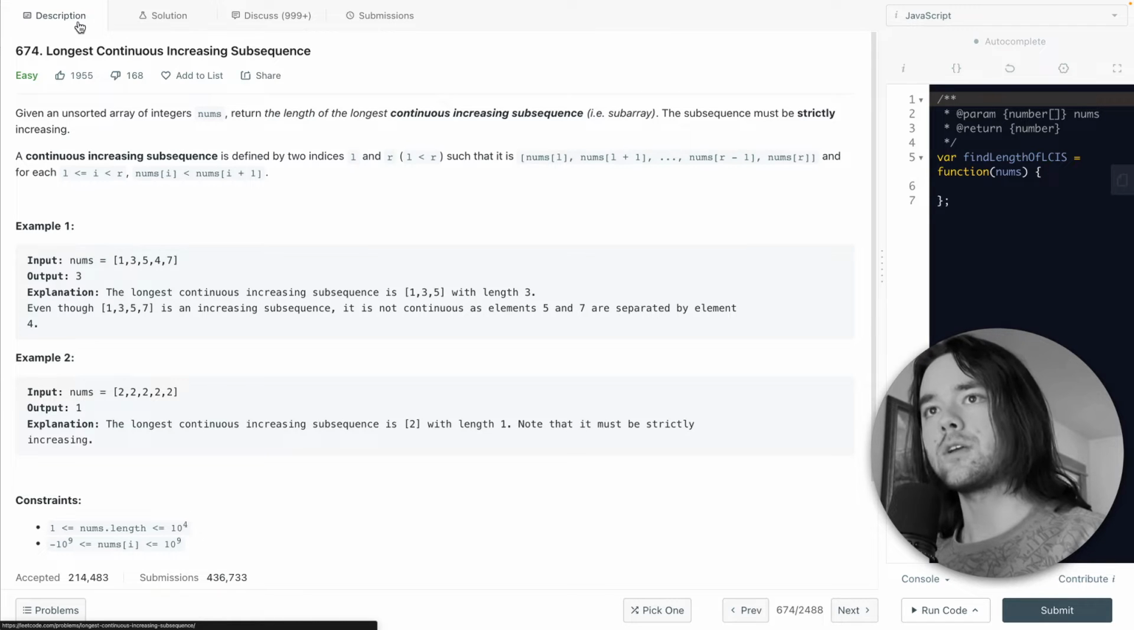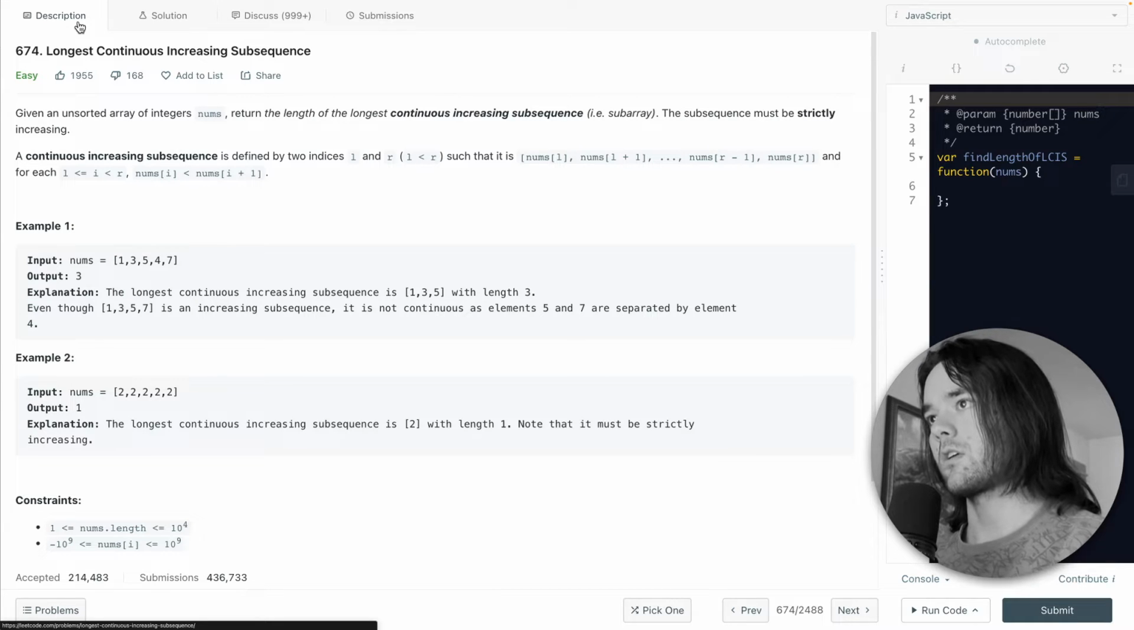Given an unsorted array of integers, nums, return the length of the longest continuous increasing subsequence, i.e. a subarray. The subsequence must be strictly increasing.